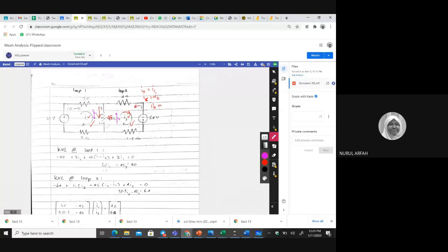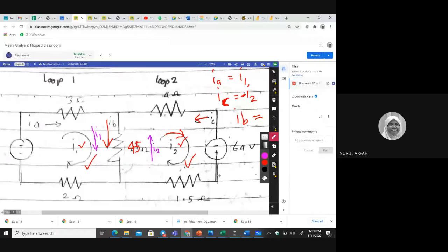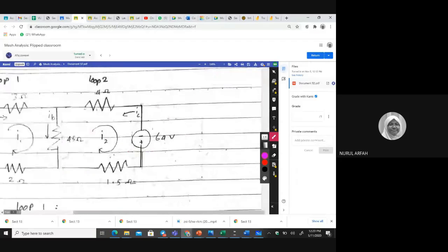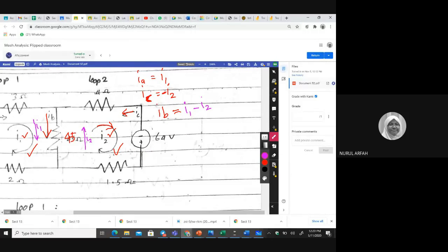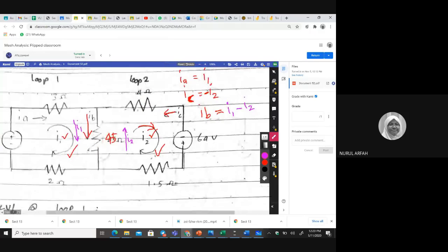So IB is equal to the same direction. Okay. IB is equal to the same current direction of this IB, which is I1, right? Minus with the opposite direction. So you have this I1 minus I2 equal to IB. But if you are confused, you don't understand what I mean by this, this is just my way to do the thing, but it's actually the same.